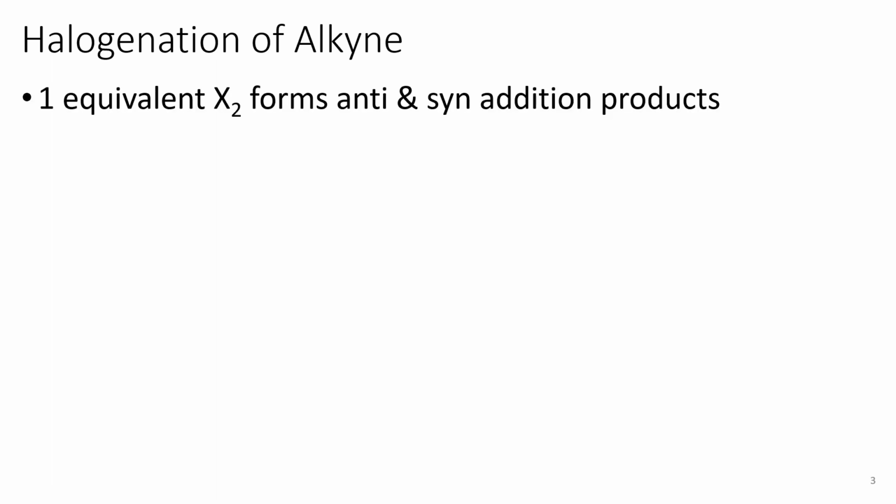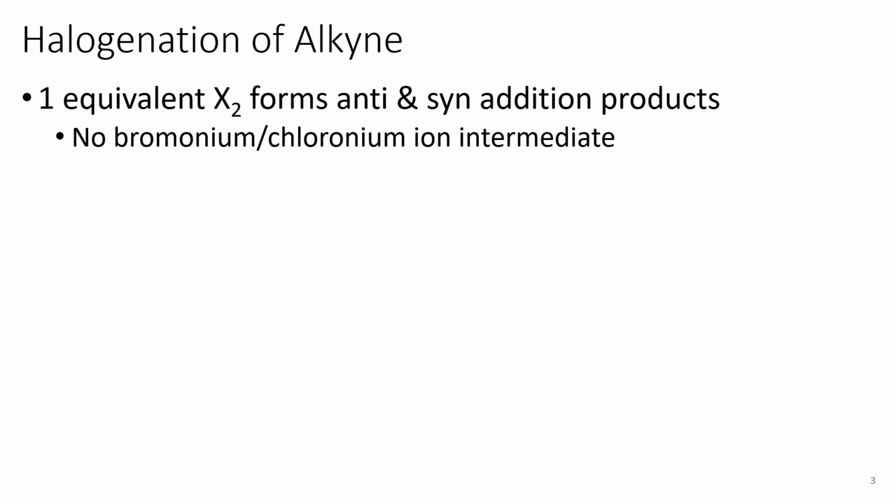We can also see something very similar with our alkynes. So remember, our alkynes are those triple bonds. If we have one equivalent of the halogen come in, it's going to form anti and syn addition products when we start looking at this in terms of the new alkene that we would be looking at. The reason is that there is no bromonium or chloronium ion intermediate, because we have the alkene, and we can't make that three-membered ring with the alkene.